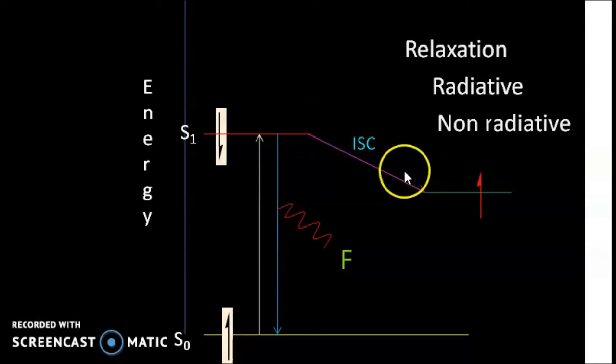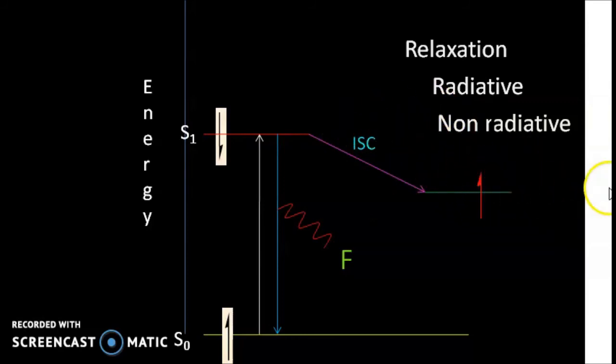And this particular transition, wherein the electron from the singlet excited state goes down to the triplet excited state, is called intersystem crossing. ISC, intersystem crossing. We shall discuss this in detail in the next video. So this is also a non-radiative relaxation. While fluorescence is a radiative relaxation, intersystem crossing is a non-radiative relaxation.